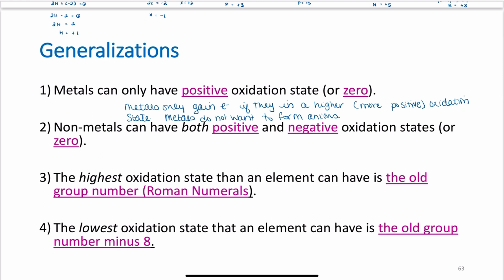Nonmetals can have both positive and negative oxidation states or zero. They can go any direction. The highest oxidation state an element can have is equal to the number of valence electrons it has. It does say here the old group number, it's equal to the number of valence electrons.